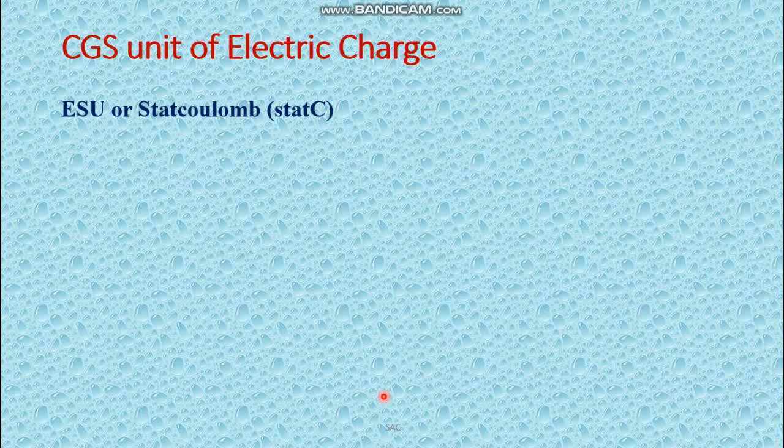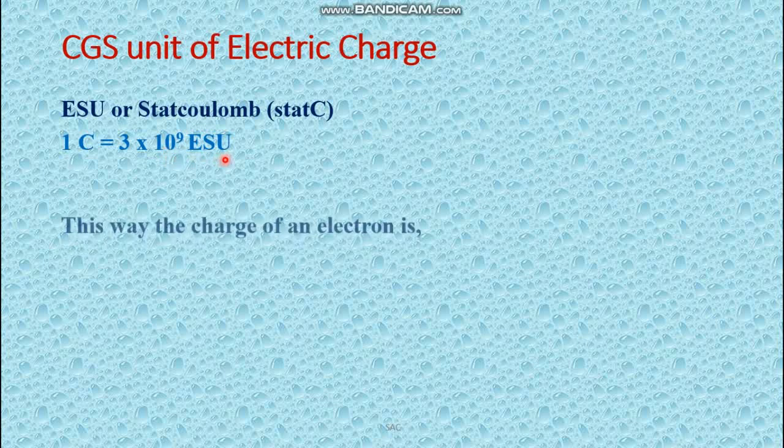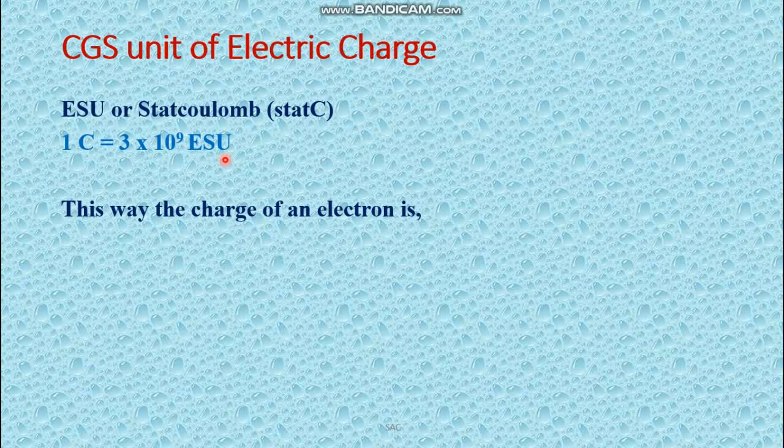The CGS unit of electric charge is ESU, or stat coulomb, or in short stat C, small letters stat then capital letter C. It is the symbol of stat coulomb, and the full form of ESU is electrostatic unit. So the relationship is, if coulomb is the SI unit of electric charge, then 1 coulomb is equal to 3 into 10 to the power 9 ESU.